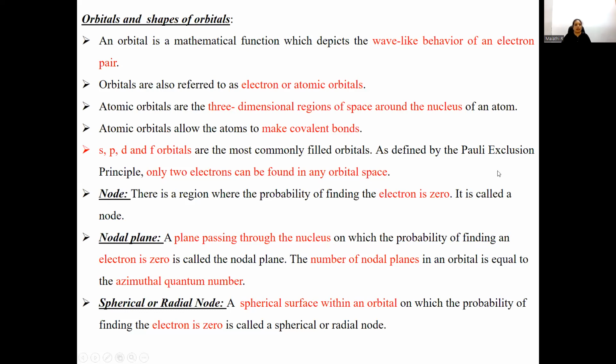Good morning, students. In this class we will deal with orbitals and the shapes of orbitals.